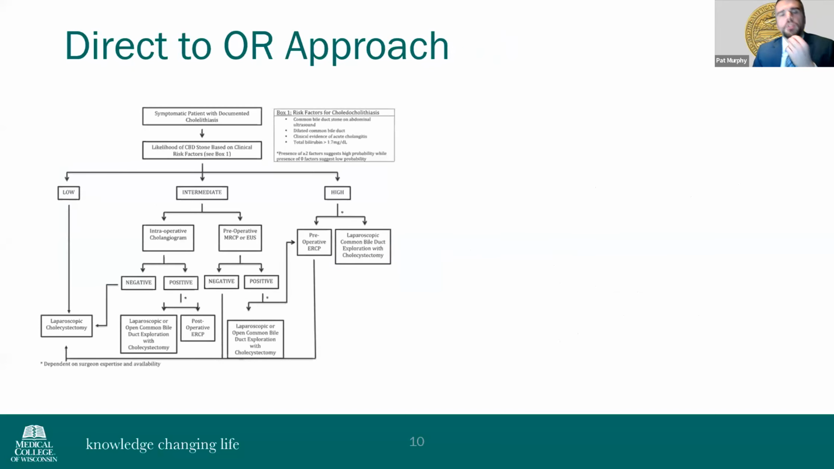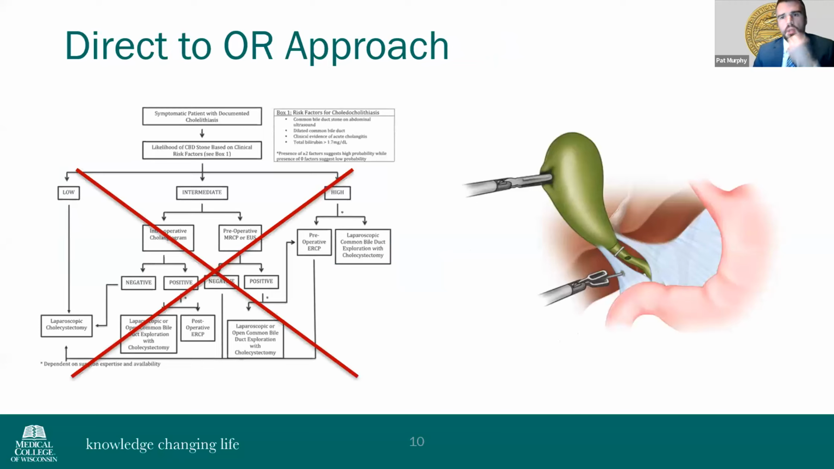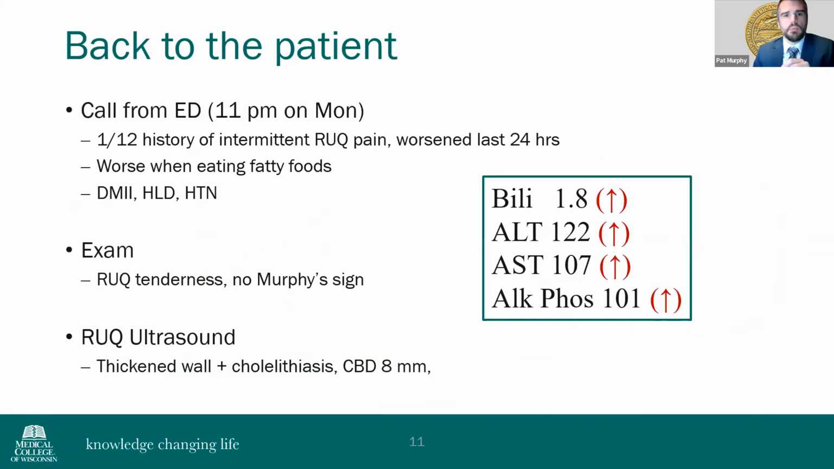This is one approach that, you know, SAGES says I find convoluted and variable. I think we should just get rid of it altogether. You're staring at the cystic duct in your lap chole. You can access the common bile duct without issue.